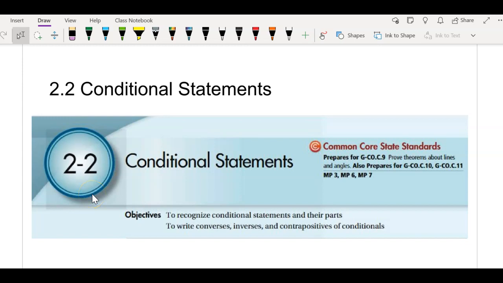Section 2.2 Conditional Statements. Our goals for today are to be able to recognize conditional statements and their parts. We're also going to write converses, inverses, and contrapositives of conditionals.